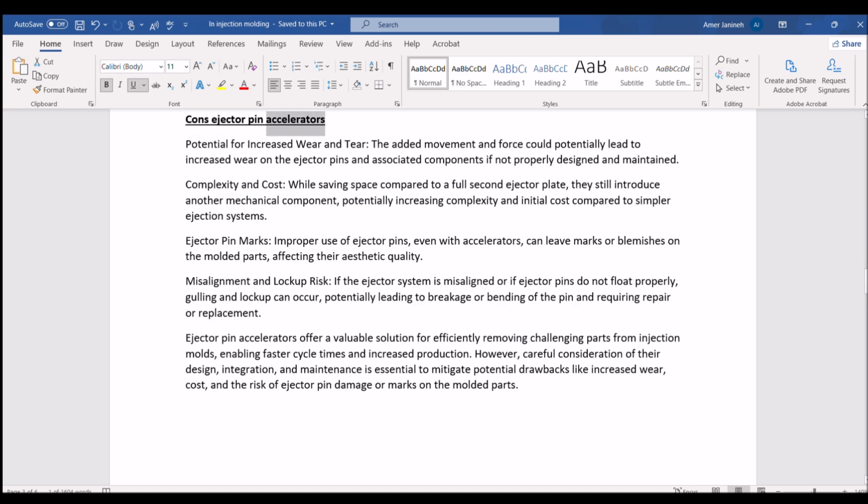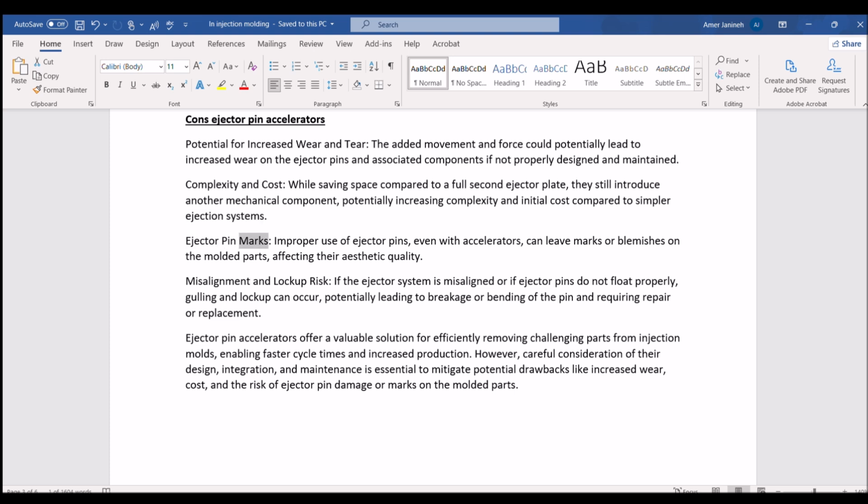Cons: ejector pin accelerators. Potential for increased wear and tear. The added movement and force could potentially lead to increased wear on the ejector pins and associated components if not properly designed and maintained. Complexity and cost: while saving space compared to a full second ejector plate, they still introduce another mechanical component, potentially increasing complexity and initial cost compared to simpler ejection systems.